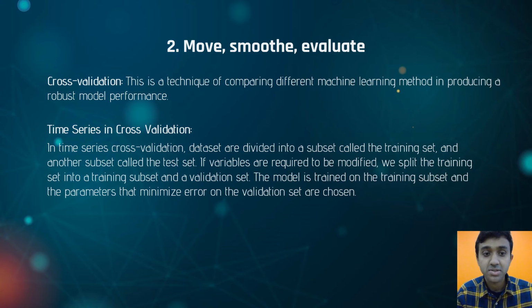So coming on to the next two concepts, that is cross validation and how it is implemented in time series. Cross validation is a technique in which we are comparing different machine learning methods in producing a robust model performance. And coming to the application of cross validation in time series, the data set is divided into a subset called the training set and the test data set. So if variables are required to be modified, we split the training set into a training subset and a validation set. The model is trained on the training subset and the parameters that minimize error on the validation set are chosen.